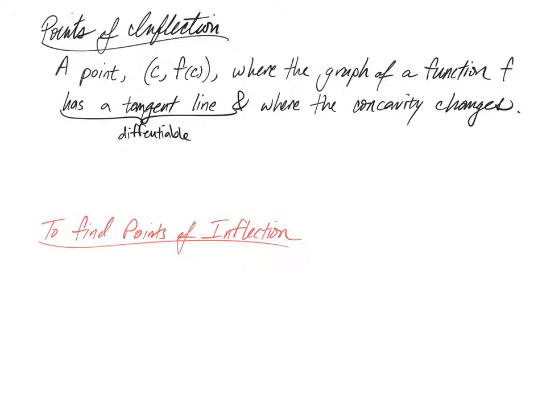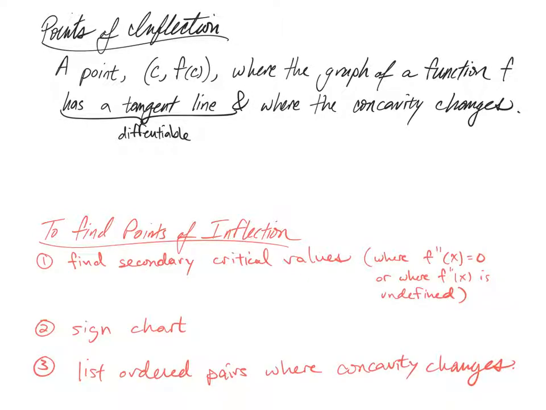To find points of inflection, you will first find the secondary critical values. I give it this name, secondary critical values, because you are finding the critical values of the second derivative. You can see what that is over here. Then you will make a sign chart, and maybe I should make a note here that you will be using f double prime of x and the values from step 1. And then you will list the ordered pairs where the concavity actually changes.